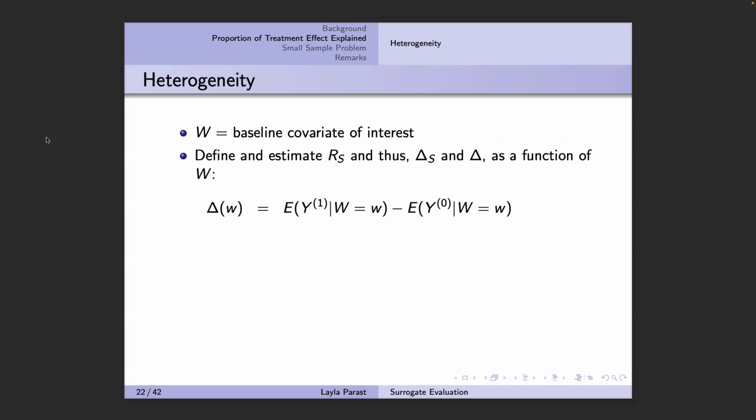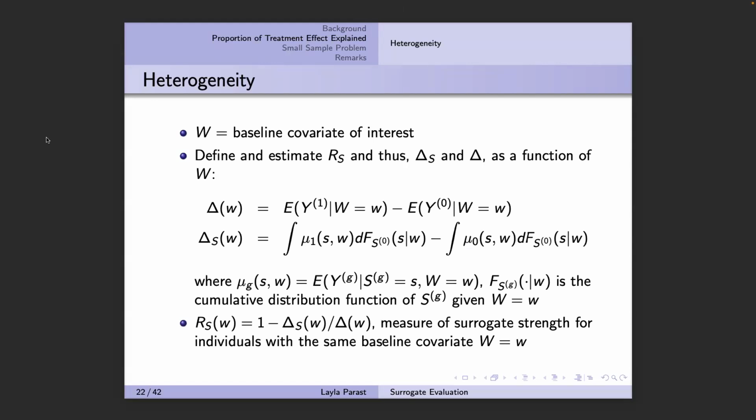So what this means is that I need a definition and an estimate of this proportion explained as a function of W, basically, right? Where W is my baseline covariate of interest. So I'm going to assume that W is just a single baseline covariate of interest. It gets a little bit harder when you have multiple baseline covariates, but let's say it's just a single baseline covariate. This delta of W, that's not new, right? That's just treatment effect heterogeneity. Delta W is just treatment effect heterogeneity.